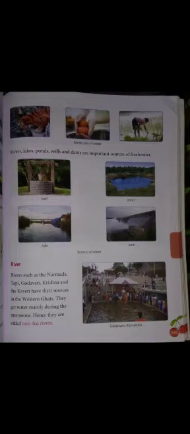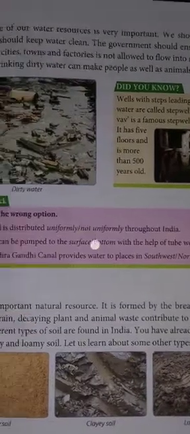And we can use water for drinking, growing crops, washing vegetables, cooking food, washing clothes, etc. We can get water from lakes, canals, wells and tube wells. Now today we are going to continue from there.